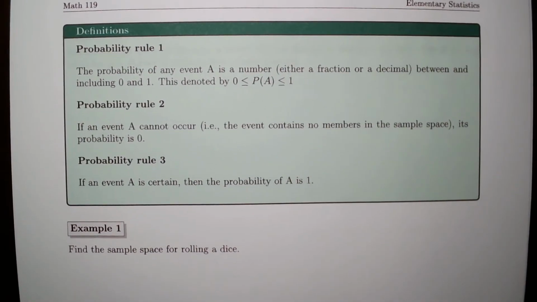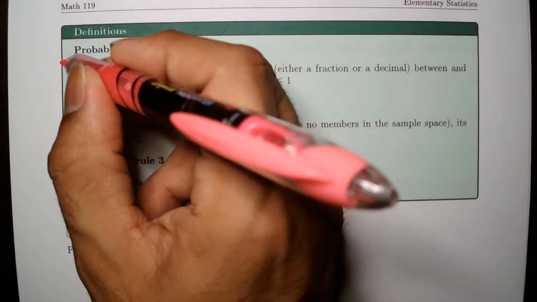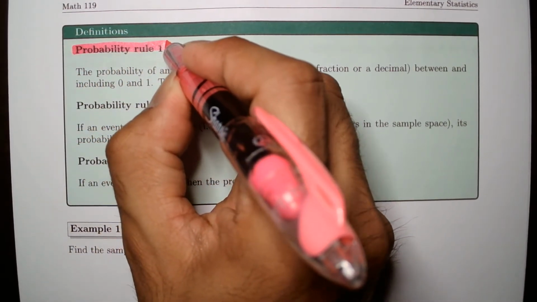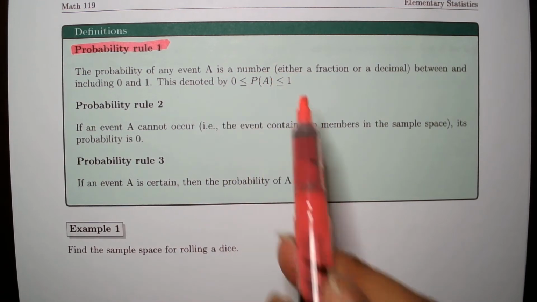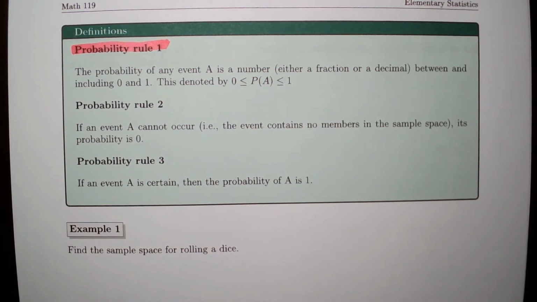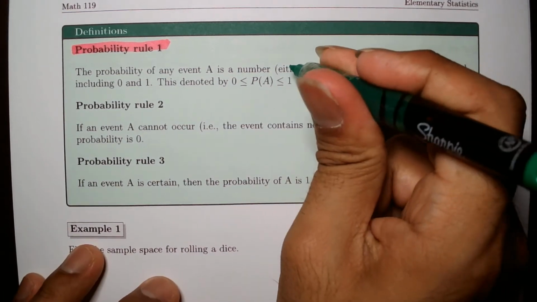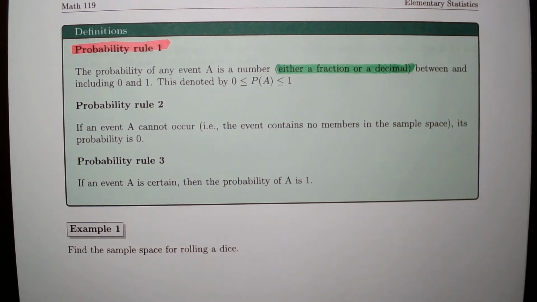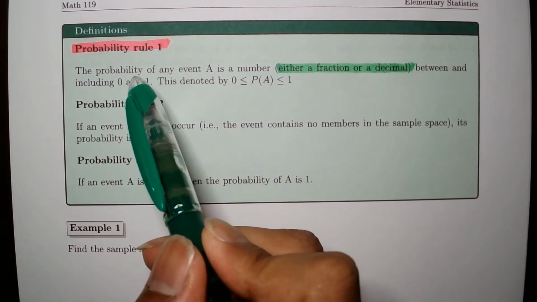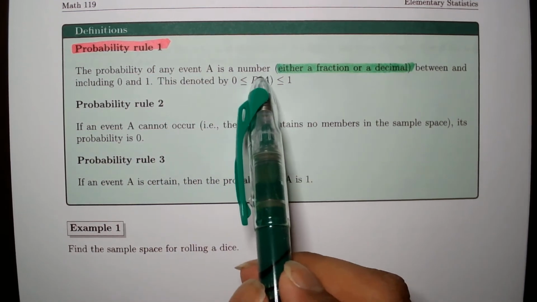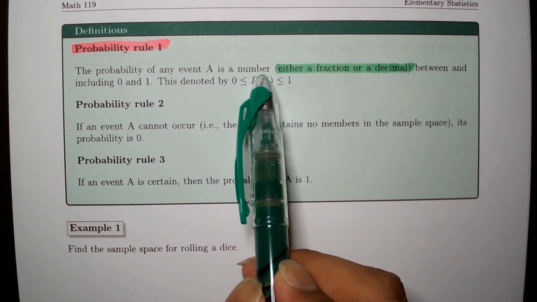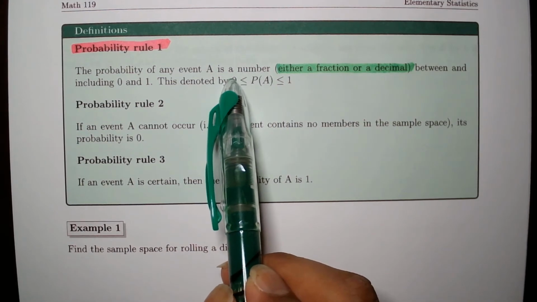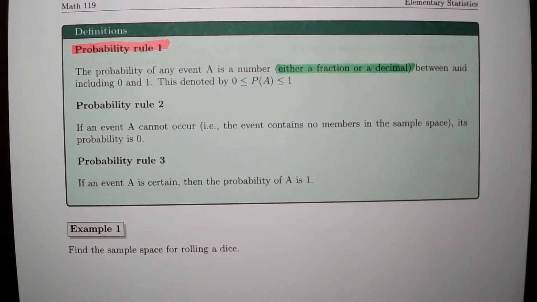So we have more definitions, a few rules in the probability world. Well, rule number 1: the probability of any event A is a number, could be a fraction or a decimal, so you might want to keep that in mind. Yes, it's either a fraction or a decimal between and including 0 and 1. That is, the probability that the event A occurs goes from 0 inclusive to 1 inclusive.